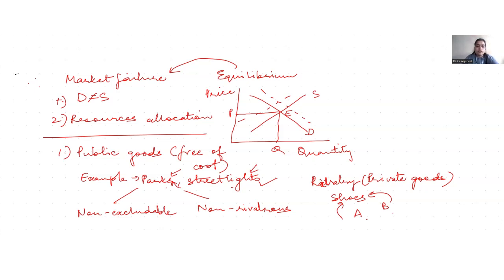The second major type of market failure is externality. Anybody who can tell me about externality? Something that comes to their mind?